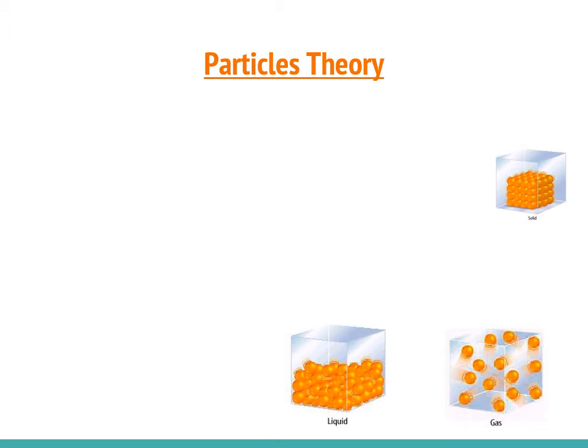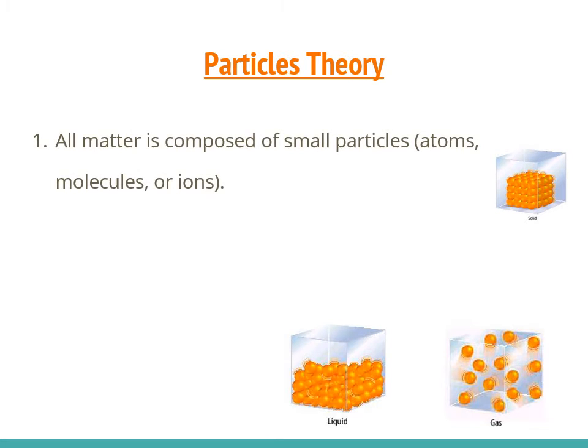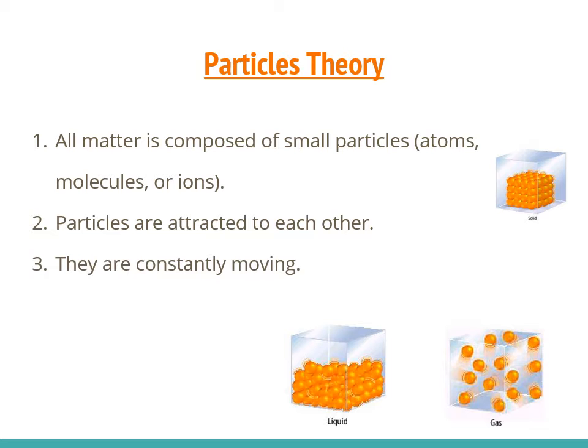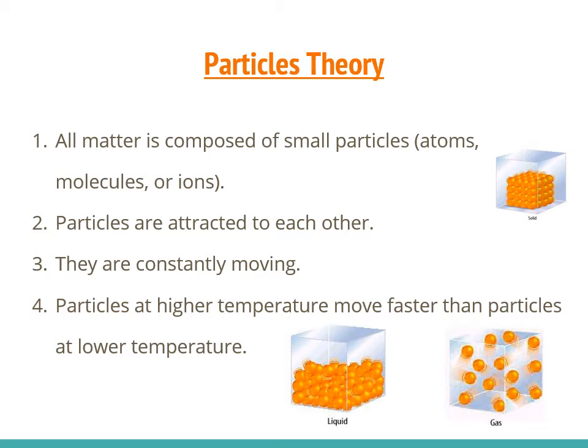What is particle theory? Particle theory explains that all matter is composed of small particles, be it atoms, molecules, or ions. The theory also explains the properties of the different states of matter. For instance, particles are attracted to each other. They are constantly moving, and particles at higher temperature move faster than particles at lower temperature.